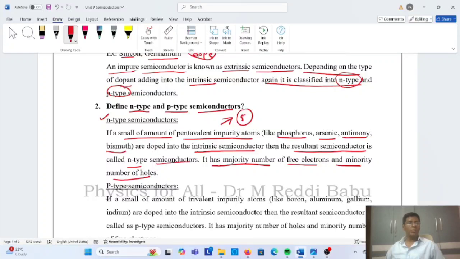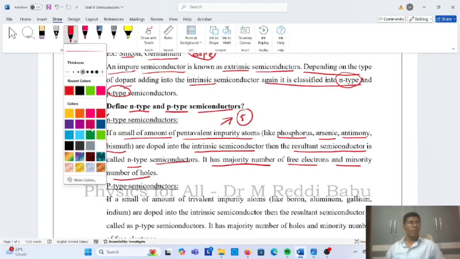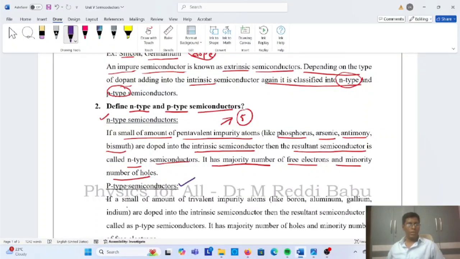Now, let us discuss the P-type semiconductor. How can we prepare a P-type semiconductor? If a small amount of trivalent impurity atoms is added. Who are trivalent impurity atoms? Boron, aluminum, gallium or indium. These elements have 3 as valency. So such elements are called trivalent atoms.